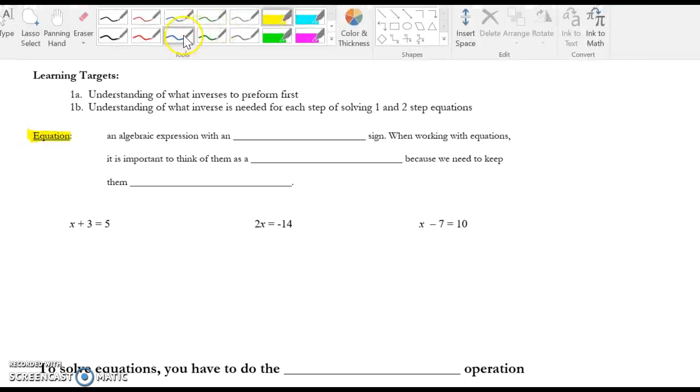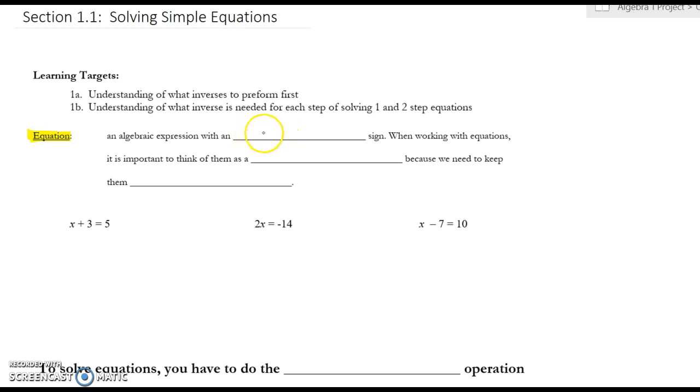Okay, so an equation is an algebraic expression with an equal sign. When working with equations, it's important to think of them as scales because we need to keep them balanced. So if I had a scale here, and I have this platform here and this platform here, I'm going to have to do something to both sides of these scales so that it stays even. It's kind of like a teeter-totter. If you get off, then the other person's going to go flying up, and we don't want that. So we need to keep this scale balanced.